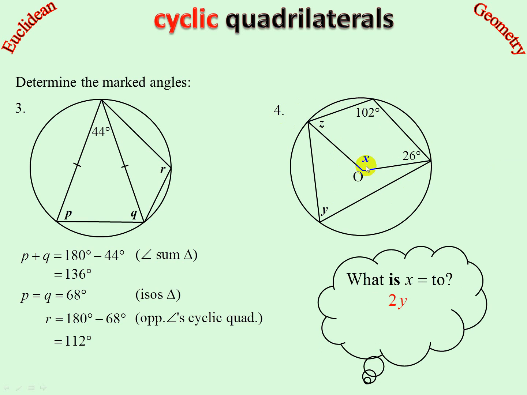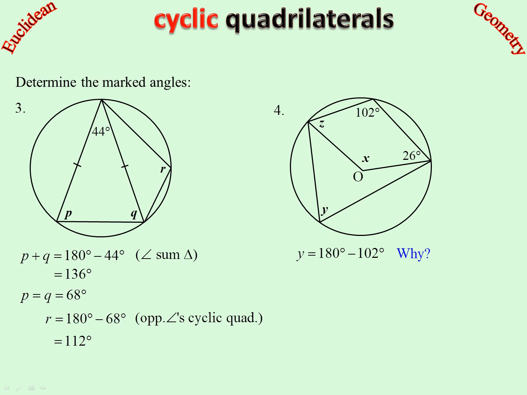Don't mistake this for a cyclic quad. Please don't, because that point is not on the circle. This has nothing to do with cyclic. But Y is on the edge, and that's a cyclic quad. So we can find Y very easily. Once you know Y, it's straightforward because X is twice Y. Angle at center.